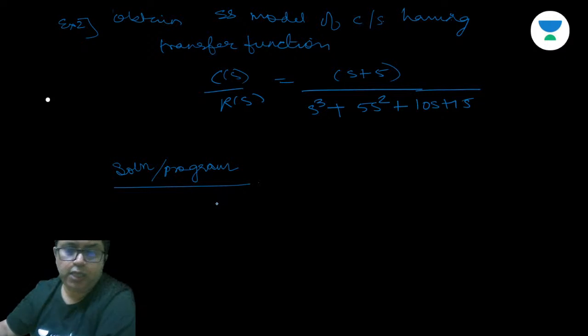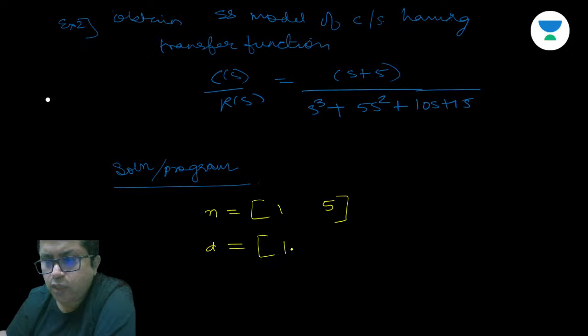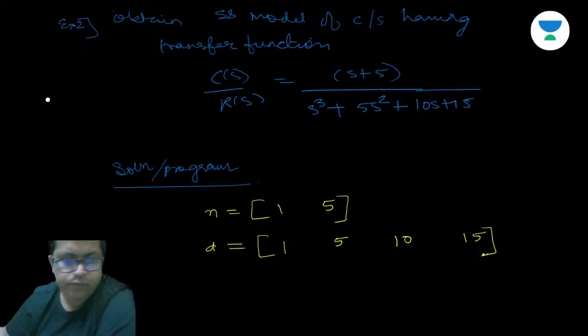So this is, you can see the program. Okay, so how to write down the program we'll see. So transfer function is there. Numerator term is equal to 1 space 5. Denominator term is equal to s cube is 1, s square coefficient is 5, s coefficient is 10, constant term is 15.